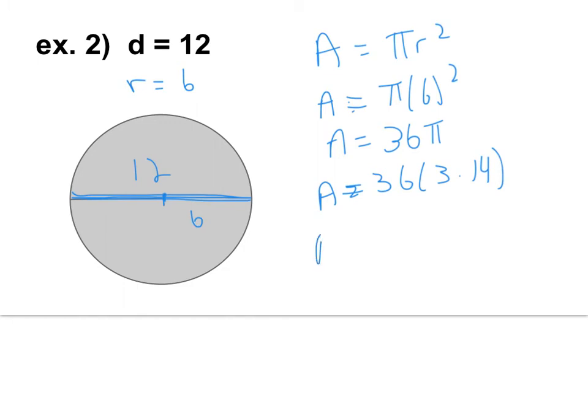Okay, that comes out to 113.04. And I don't know, let's say that was inches. So then that would be inches squared for our units.